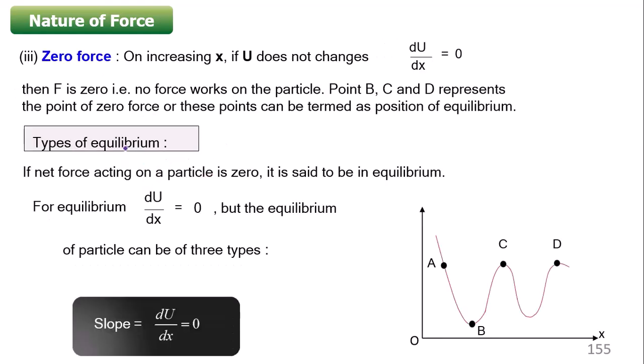And third is zero force. Zero force means at that particular situation, the dU/dx number should be equal to 0. That is, the slope is 0. Slope 0 means indirectly you can say F is also 0. Now if the force acting on the particle is 0, that means the particle must be in equilibrium.